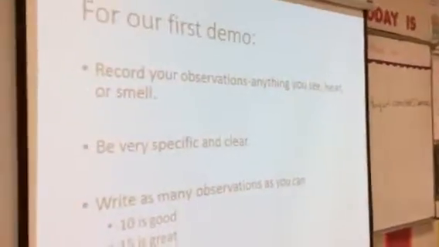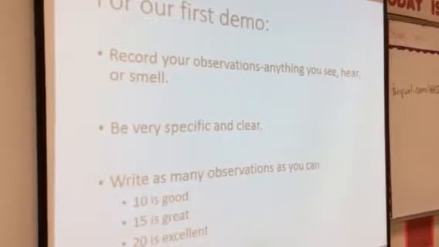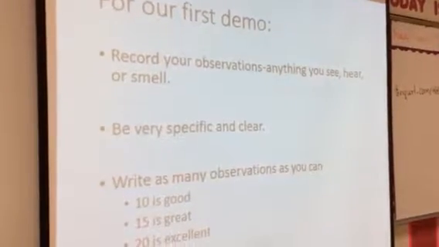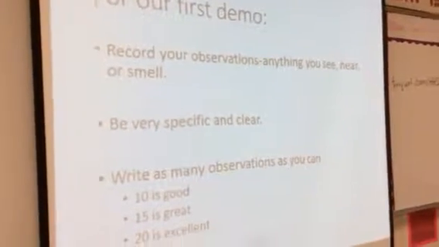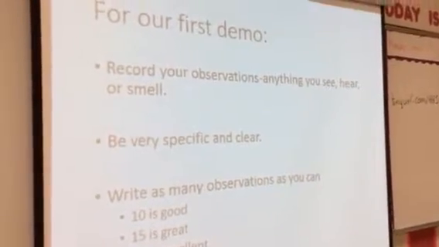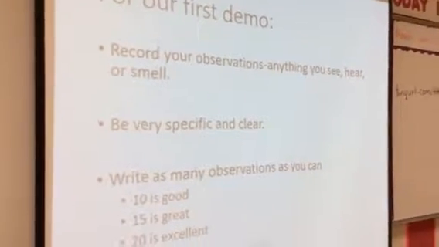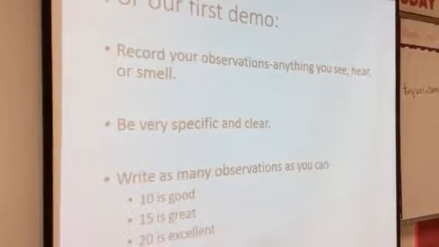We discussed that observations are anything that you see, hear, or smell. And they need to be things that are very specific and clear. You want to stick to things that are completely and 100% fact, things that you know for certain are true. So describing color and size and shape and odors and things like that.